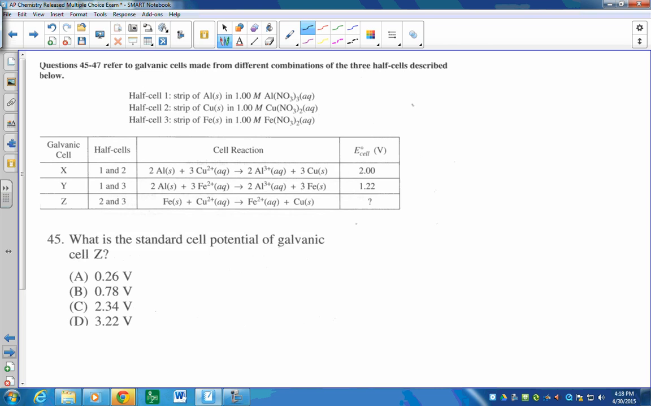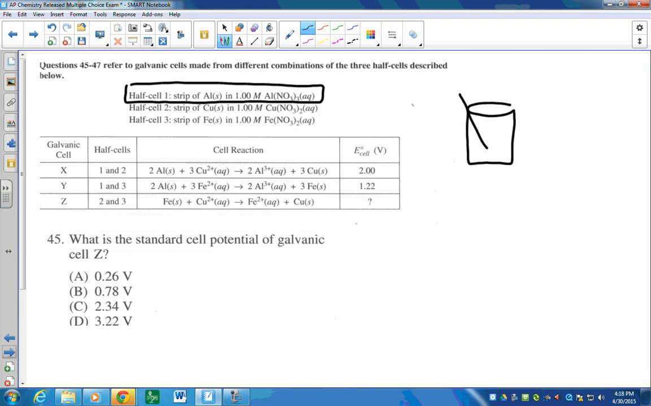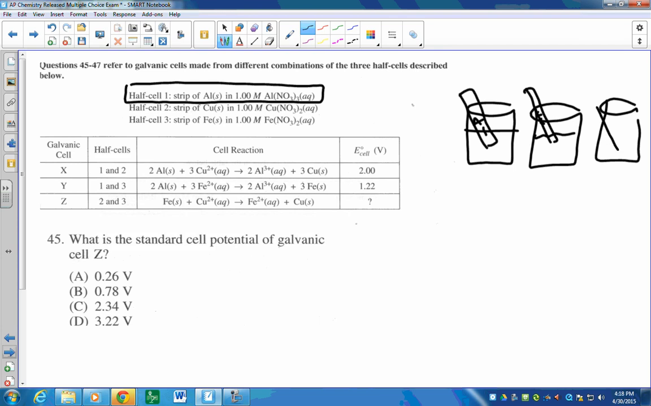Okay, here's my favorite question on the whole test. I have 3 left. Okay, here's what you've got to know. There are 3 half cells. Half cell 1, now remember what a half cell is. Half cell 1 is a beaker with a piece of aluminum and an aluminum solution. Half cell 2 is a beaker with a piece of copper and a solution of copper. And half cell 3 is a beaker of iron and a solution of iron.